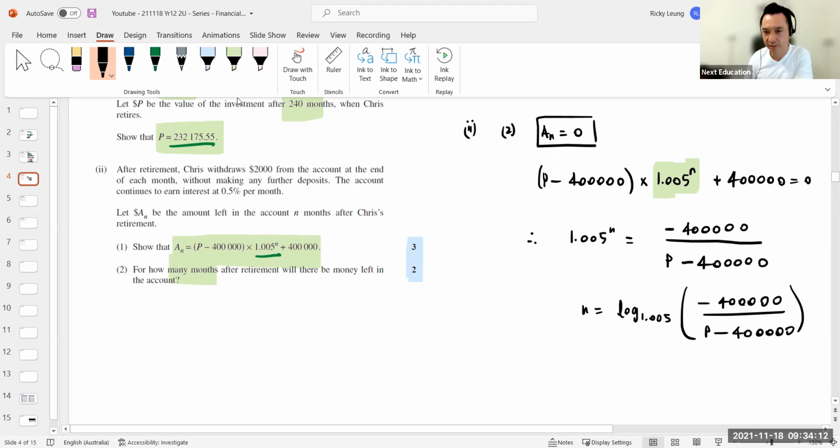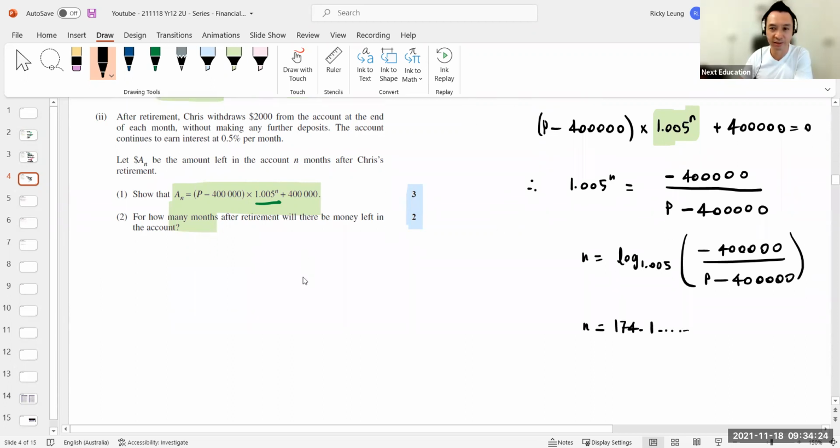Yep. So then if you change the base and punch it into your calculator, I believe the answer is going to be 174.1-ish, right? So how many months? Now, I always say to my students, once you get that, there's actually no hard rule of whether you round up or down.